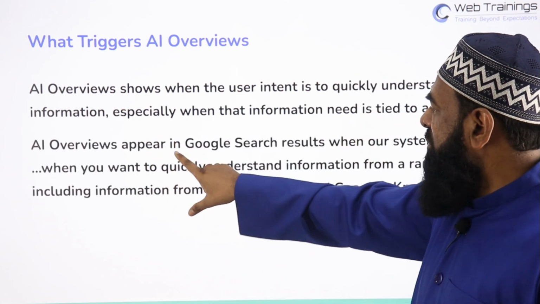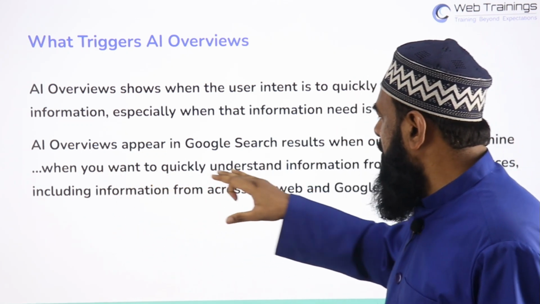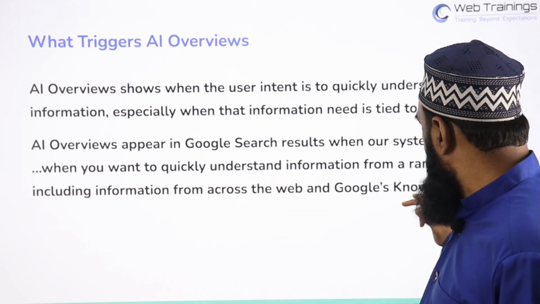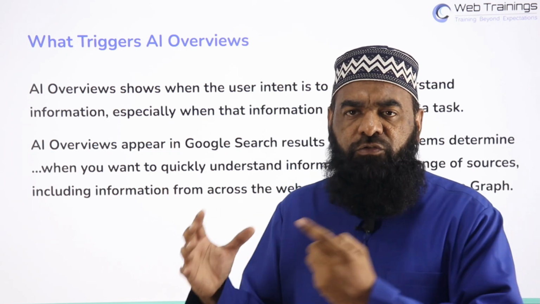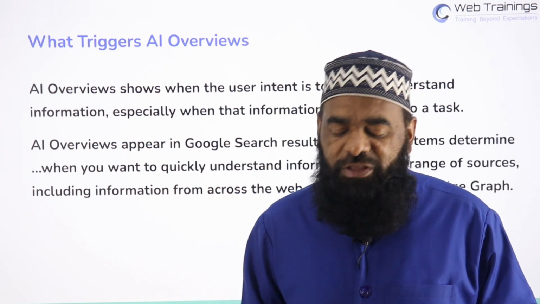And here, AI Overviews appear in Google search results as shown when our systems determine that you want to quickly understand information from a range of sources, including information from across the web and Google's Knowledge Graph. So this is a combination of web data and also Google's own data, and combined together, AI Overview will give you the answer.